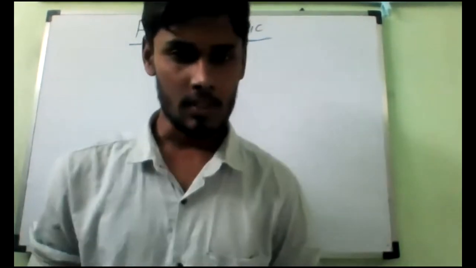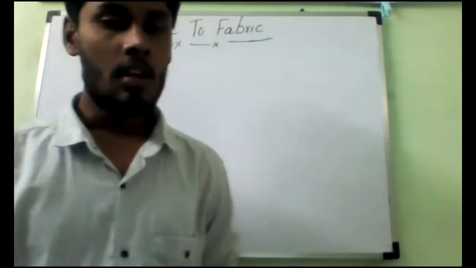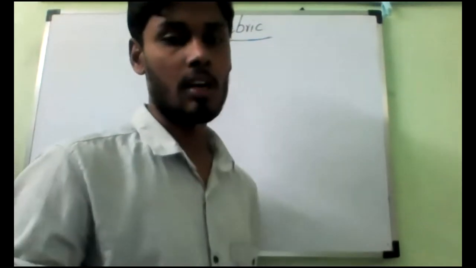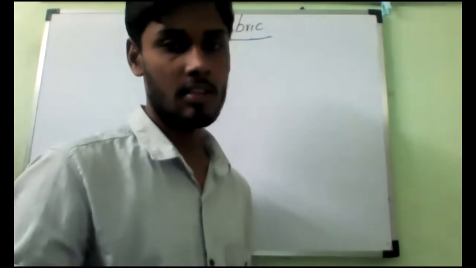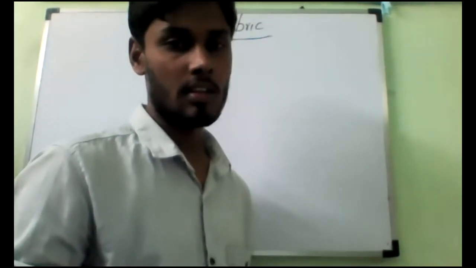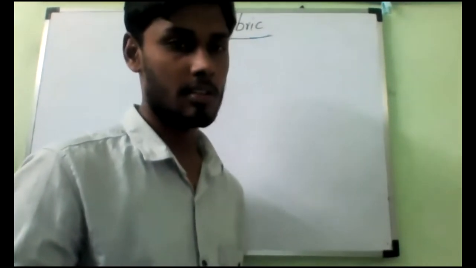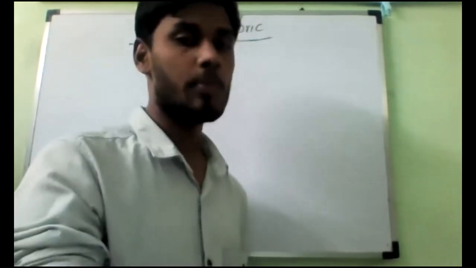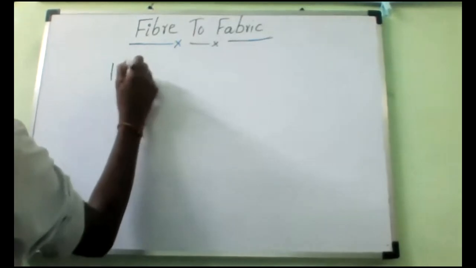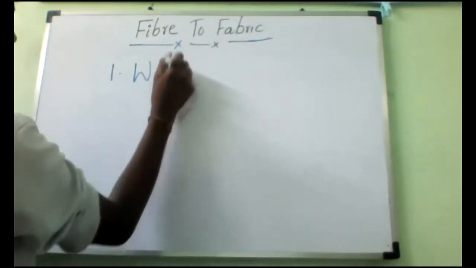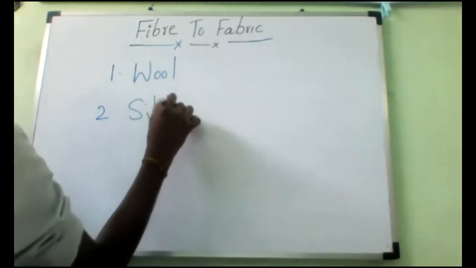Animals is called animal fibers. The two important animal fibers are... One is what? And the second one is silk. So just write this.